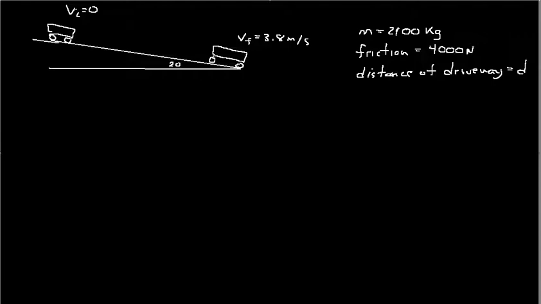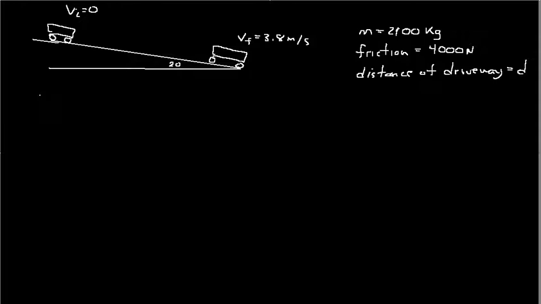At the end of the driveway, when the car reaches the end of the driveway, it's got a final velocity of 3.8 meters per second. And what the question was is how long was the driveway? So they want to know the distance of the driveway. We can solve this problem with the work-energy relationship, the work-energy theorem. So let's try and do that.